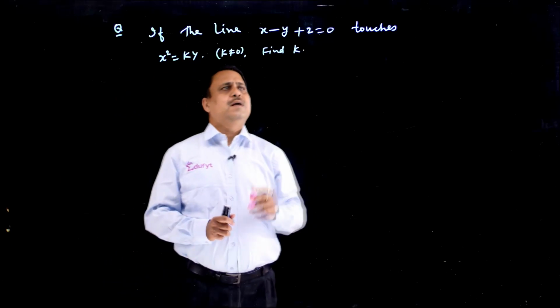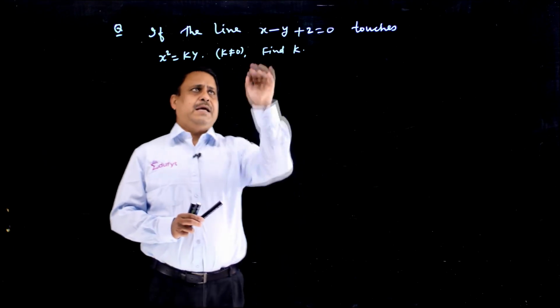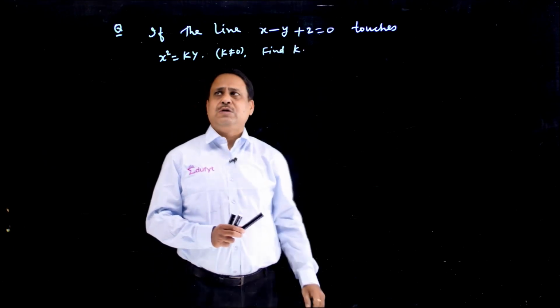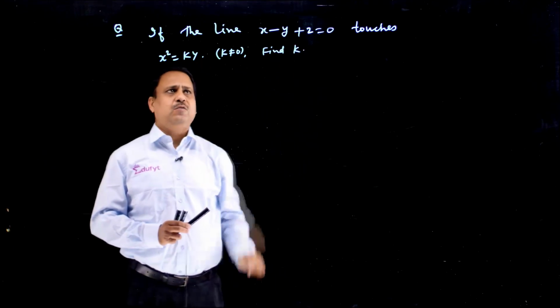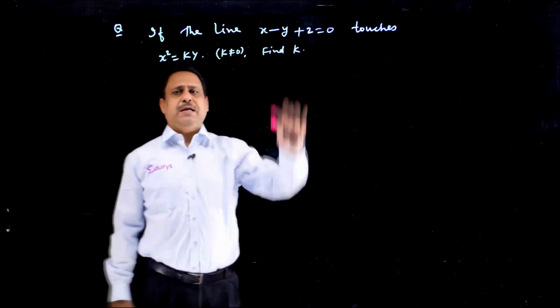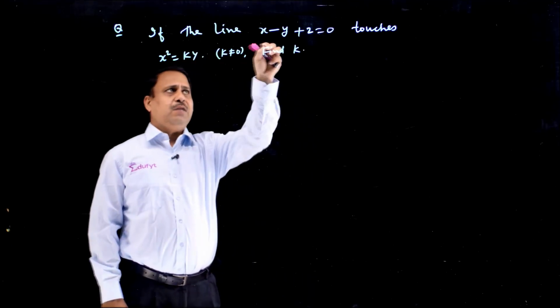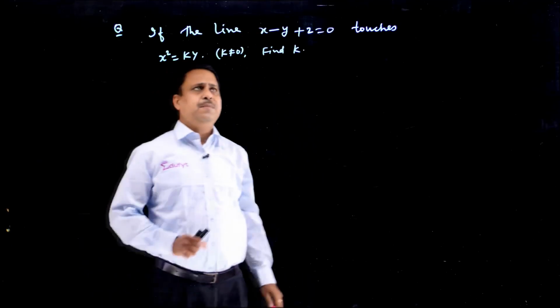So let us take another model of the same concept on tangents. If the line x minus y plus 2 is equal to 0 touches the curve x square is equal to ky, then find the value of k. So here one equation of tangent is given, the curve is given, but it is not complete. So I have to find the value of k for which this line will become tangent.